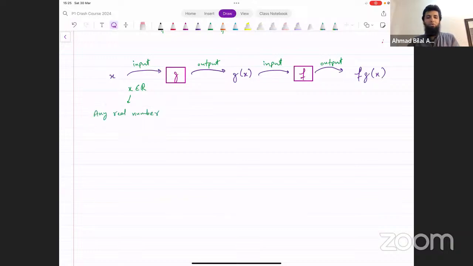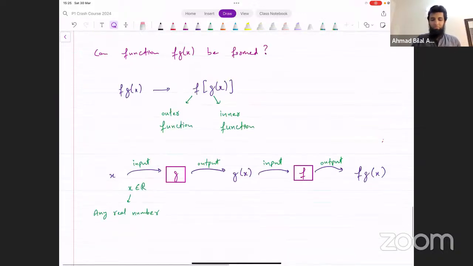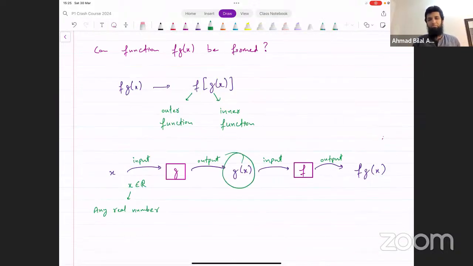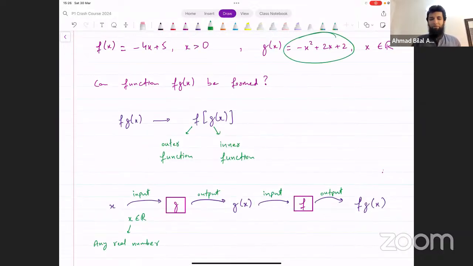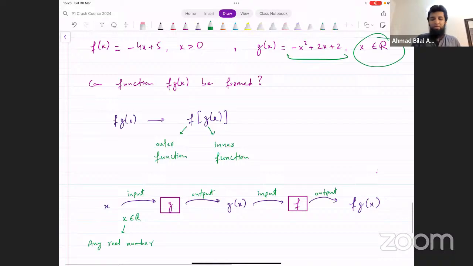Now, when this goes as an input to the function g, what does g give as an output? g gives you g of x. That's the output of the function. Now, this is a quadratic function. What's the range of this function? The output that this function gives, the y values, what can be the possible y values that you get from this function? They will be given by the range of this function. Now, can we find the range of this function? It's a quadratic function, minus x squared plus 2x plus 2, where x could be any real value.